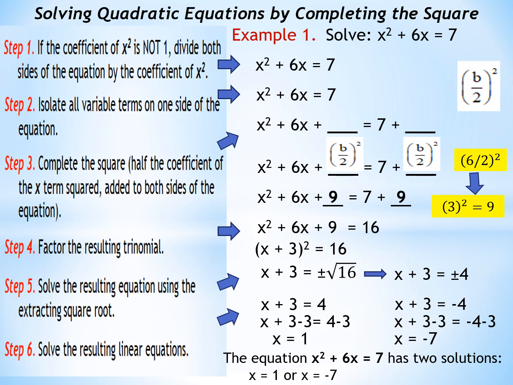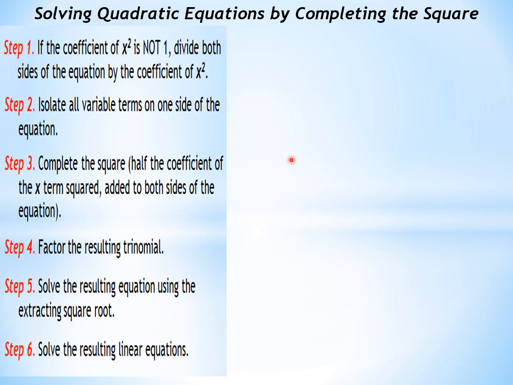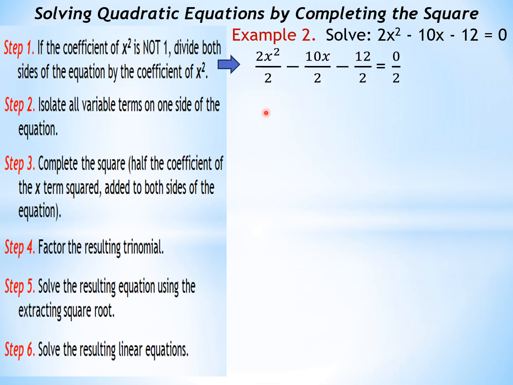Okay. So, example number 2. Ayan. Solve 2x squared minus 10x minus 12 is equal to 0. Ngayon, step number 1, kung mapapansin natin, hindi na 1 yung coefficient ni x squared. So, i-divide natin all the terms or both sides of the equation. So, ang mangyayari, yan, i-divide natin isa-isa.